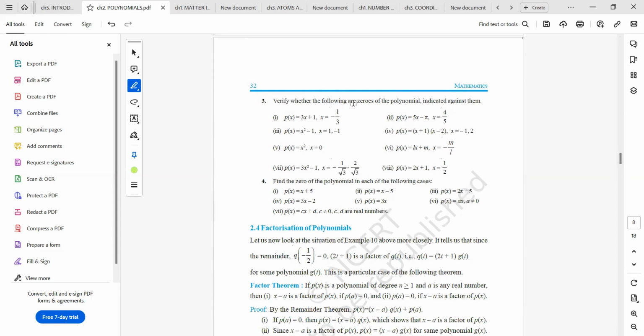Now here you find out the zero of the polynomial. In this question, you need to find out whether x equals minus 1 upon 3 is a zero of the polynomial. That means you need to put x as minus 1 upon 3. The equation is 3x plus 1. Put x equals minus 1 upon 3. So the 3 will cancel out, and minus 1 plus 1 will give you 0. So you will say yes, x equals minus 1 upon 3 is the zero of this polynomial.